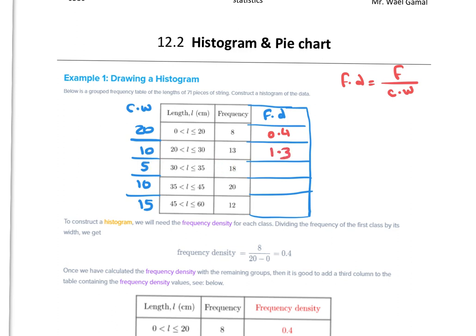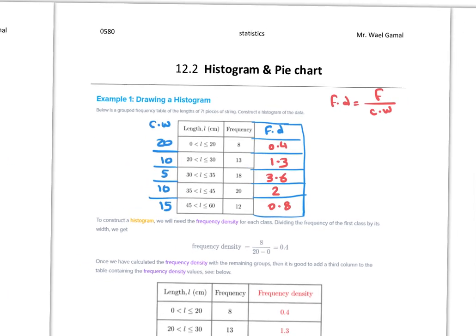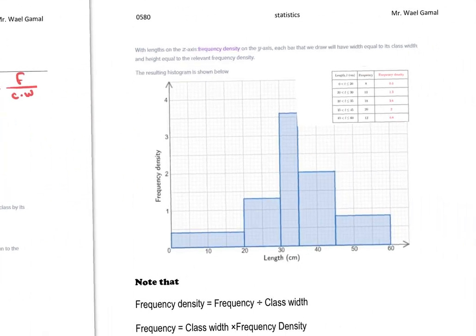18 divided by 5, 3.6. 20 divided by 10, 2. 12 divided by 15, 0.8. Now we have the length for each rectangle and its height. The length and the height. So we can represent them by histogram like that.